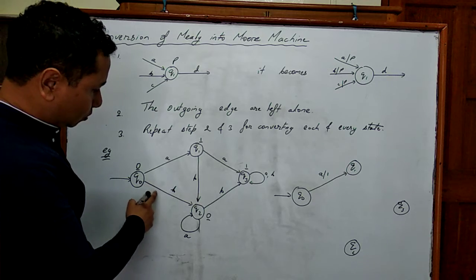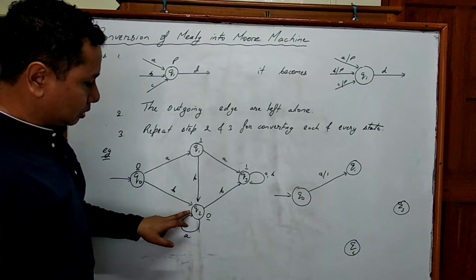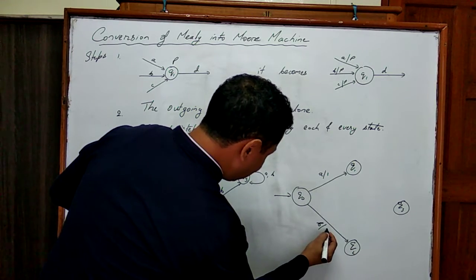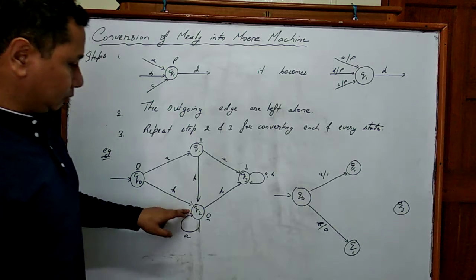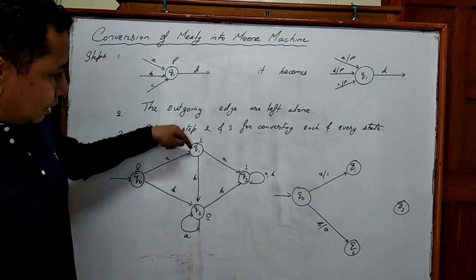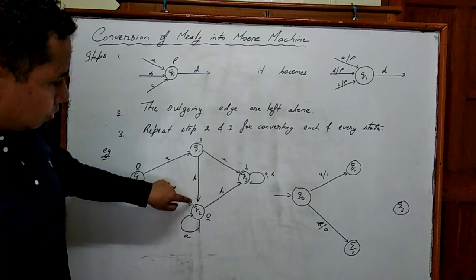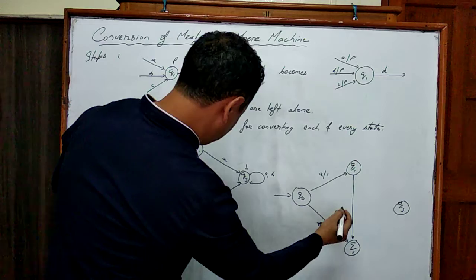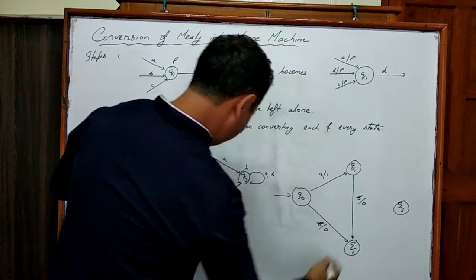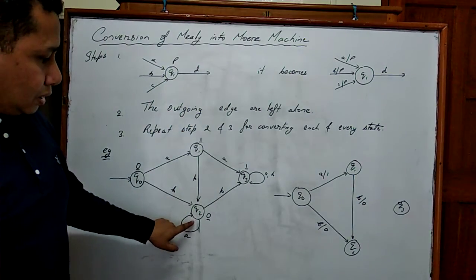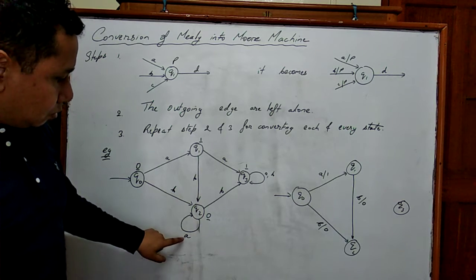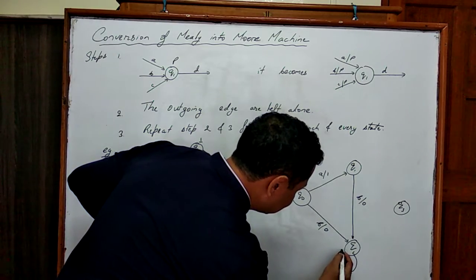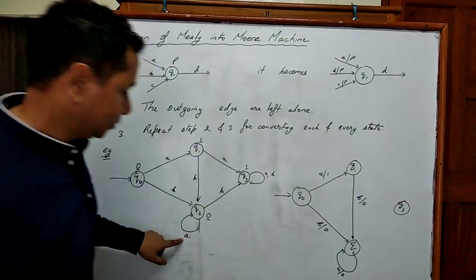What are the incomings for Q2? It is B. If you notice it is B. So if you just do like this, then we make it as B/0. Again there is an incoming from Q1 to Q2. So from Q1 we make an incoming to Q2 and we change it to B/0. Same thing for Q2, there is an incoming to Q2 using A. So what we'll do is we'll make it like this and make it as A/0.